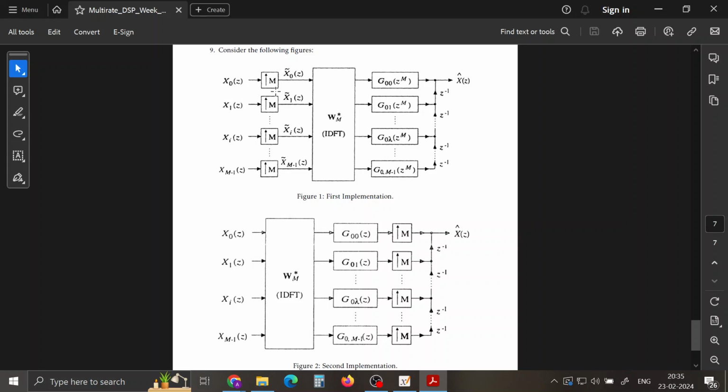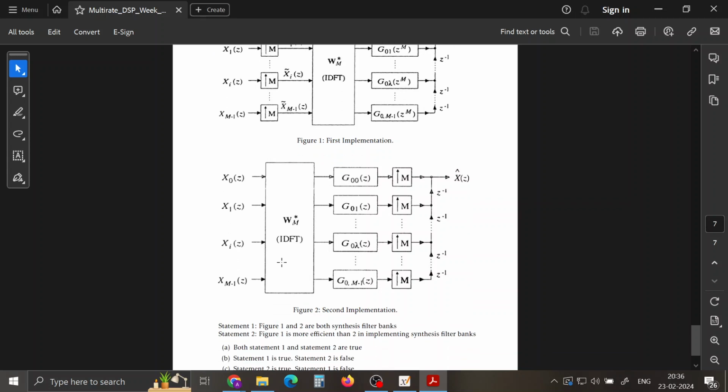Whereas in figure 2, the figure on the bottom, you see that the upsamplers are placed towards the end. You are doing all these computations, IDFT and the filtering first, and then you are doing the upsampling, because once your computations are done, then you can simply do the upsampling and introduce some zeros, because you are not performing those heavy computations on the introduced zeros in this case. So of course, this figure 2 is the more efficient implementation of the synthesis filter banks, right?